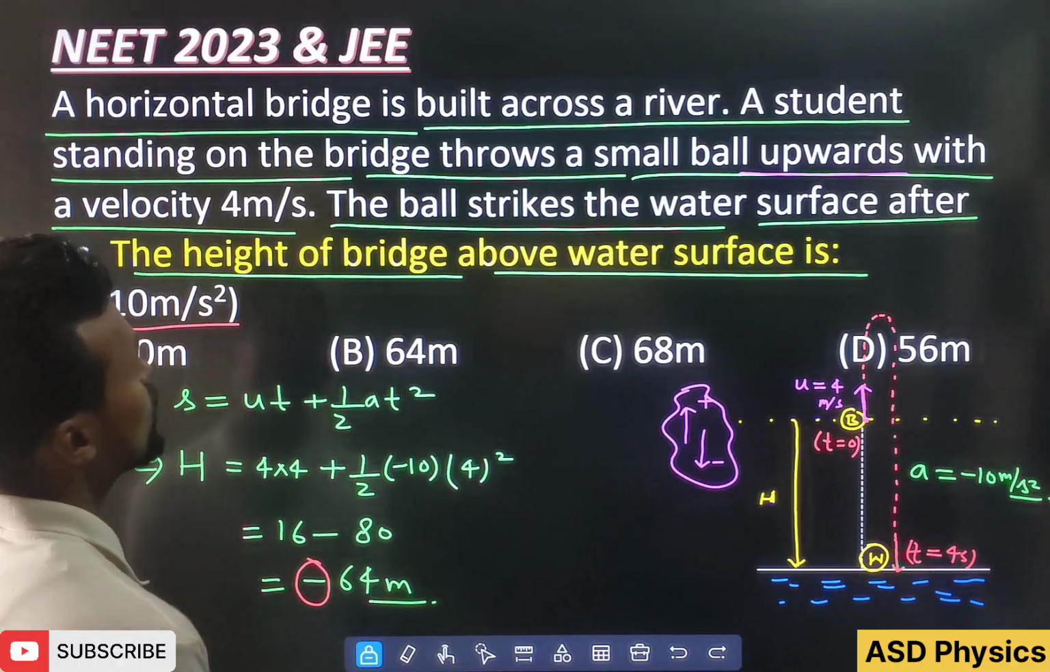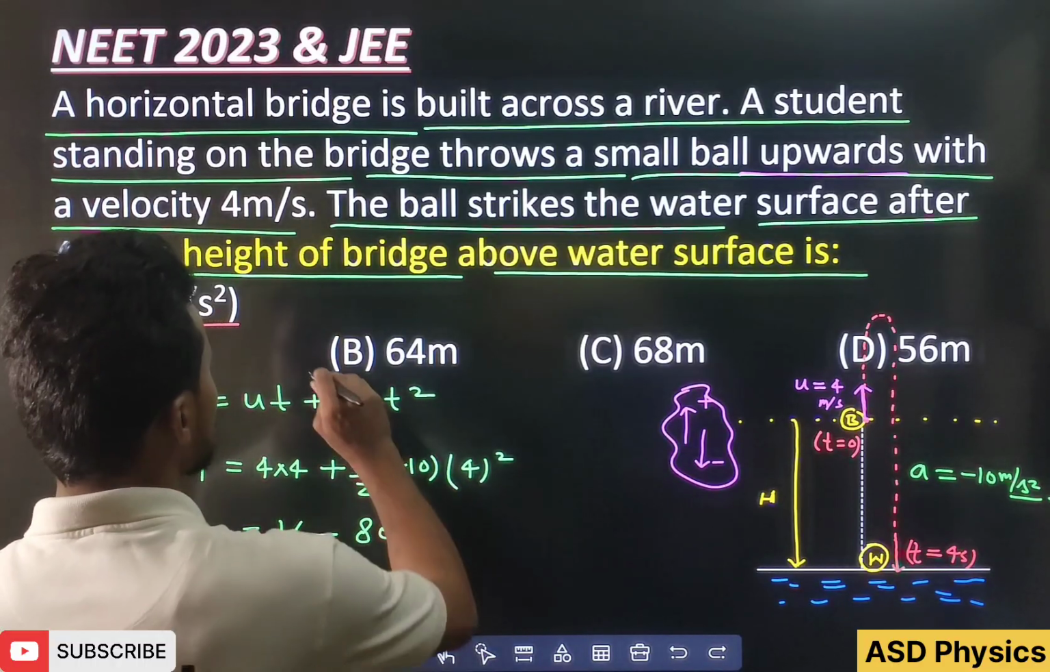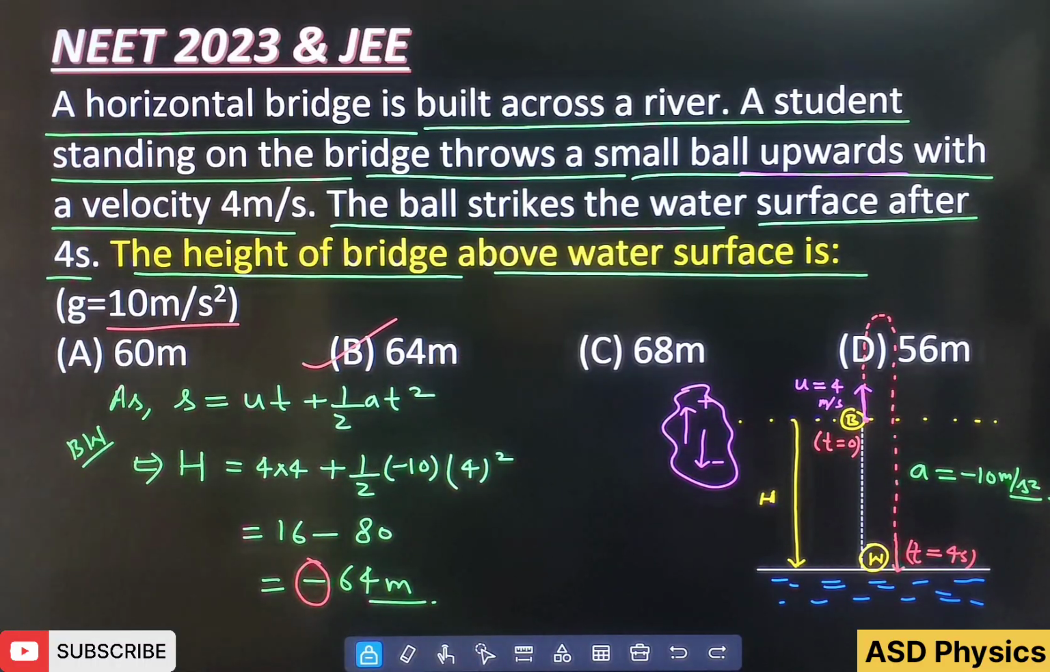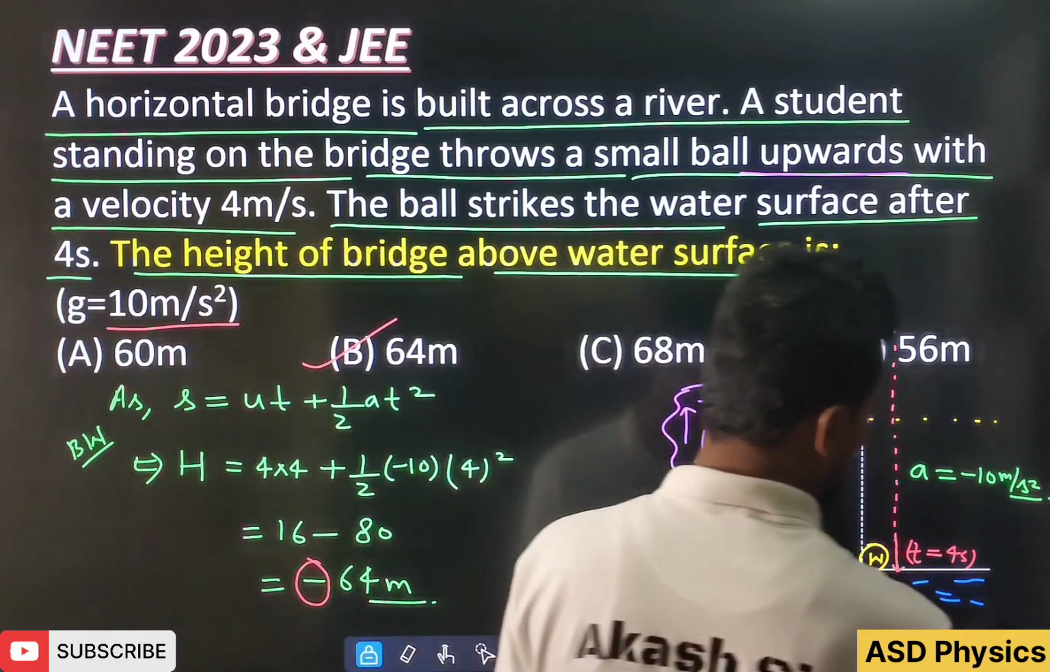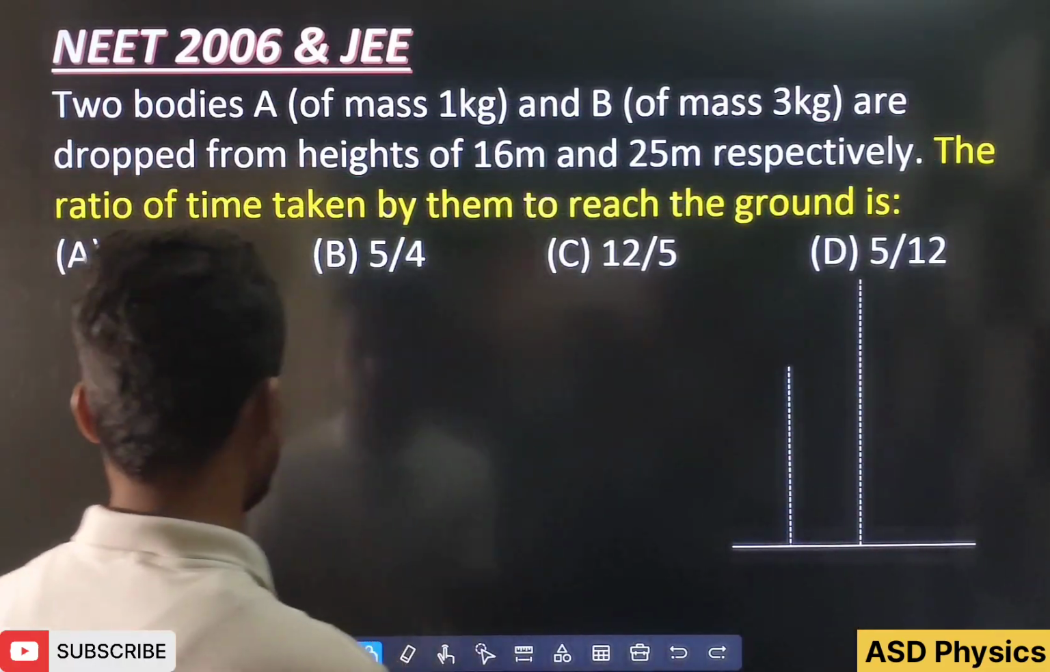Okay. So anyhow, the height of the bridge from the water surface is how much here? 64 meters. The sign convention is very, very important. Great. Now students, let's move to the next question here.